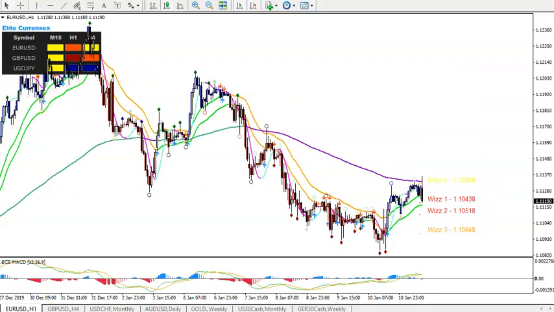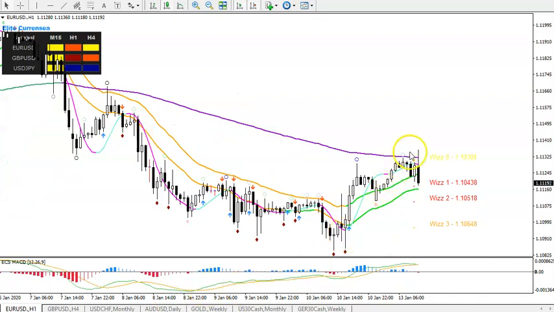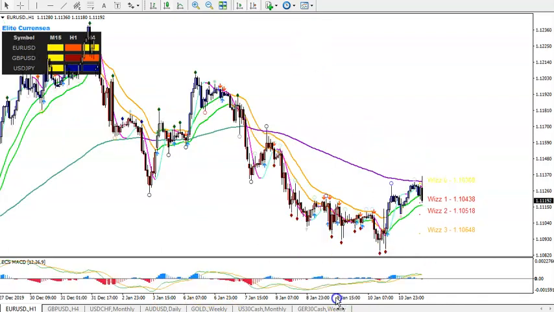All right, now let's take a look at the charts. There we go. First of all, the euro dollar. Price is bouncing at the 144 EMA, and we're looking at the momentum. I think we're looking at a bearish pattern here with 5 waves to the downside.